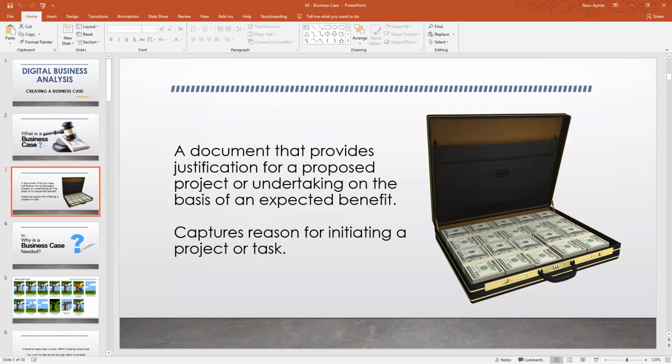And that's why when you have this document, your document is basically looking at several things, and your document is coming to say, right, this is why I think you should put money in this. This is why I think you should invest in this. And if you invest in this, this is what you are going to get. So basically, again, you can see that a business case is just capturing a reason for initiating a project or initiating a particular task that you are going to be doing.